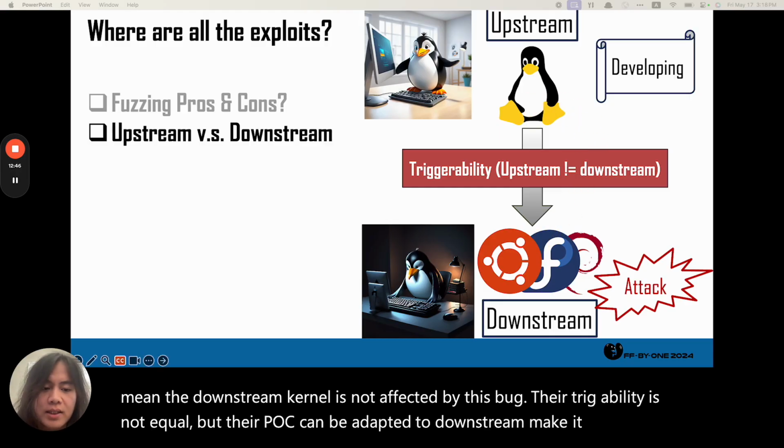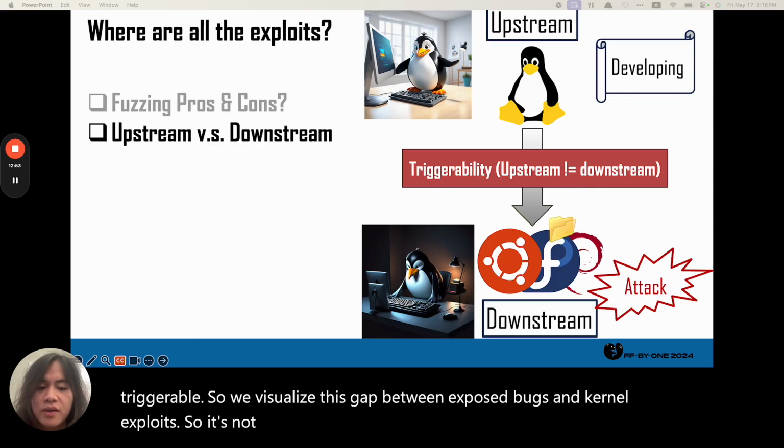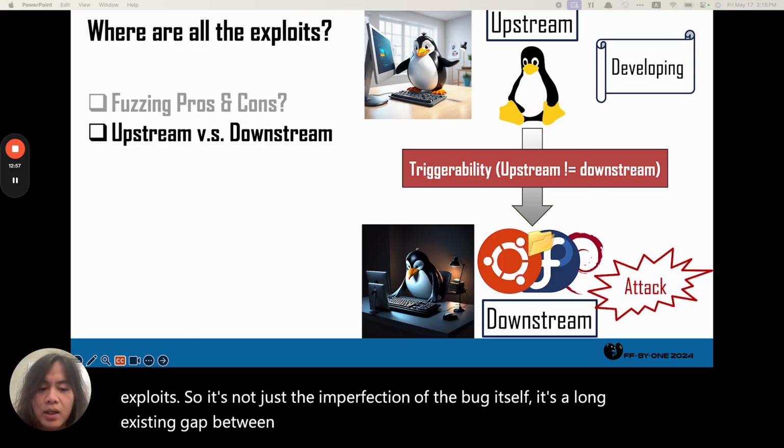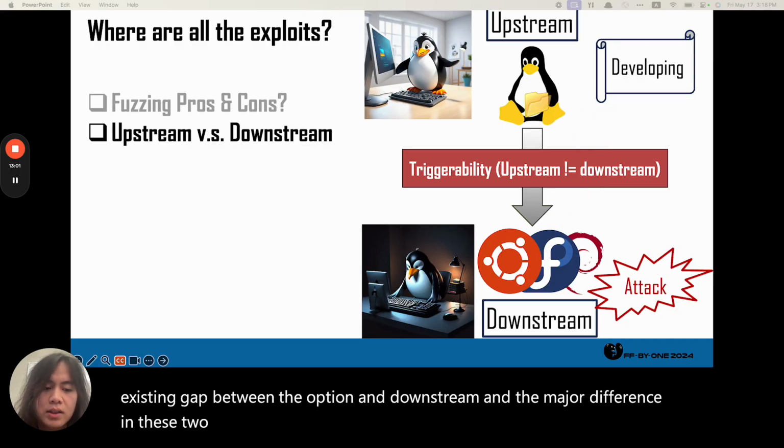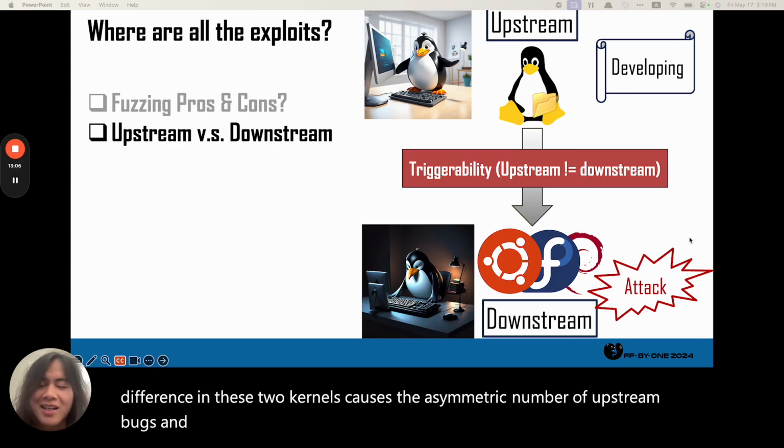So we visualize this gap between upstream fuzzer-exposed bugs and kernel exploits. It's not just the imperfection of the bug itself, it's a long-existing gap between upstream and downstream. And the major differences between these two kernels cause the asymmetric number of upstream bugs and downstream exploits.